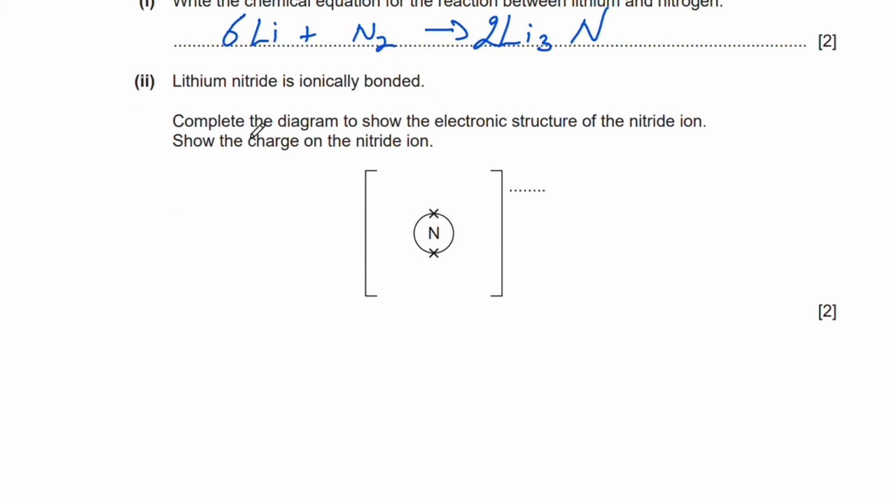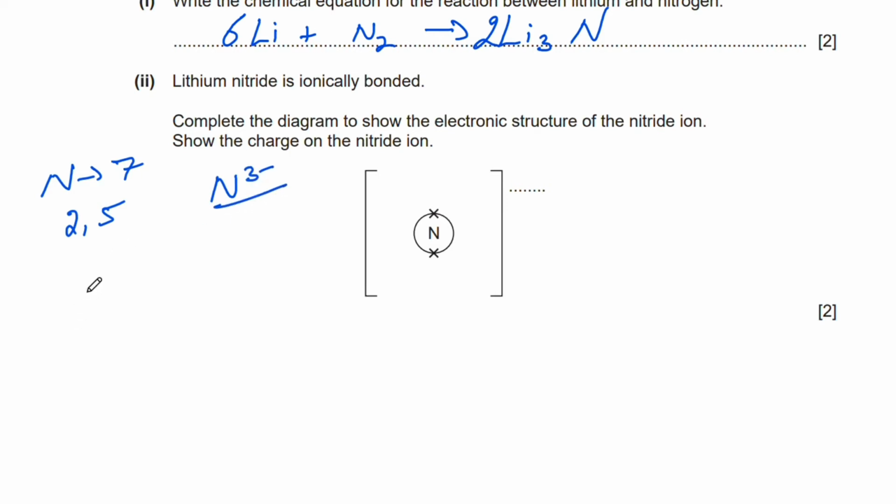Lithium nitride is ionically bonded. Complete the diagram to show the electron structure of the nitride ion. Show the charge on the nitride ion. We know that the charge on the nitride ion is 3-. So first of all, writing the electronic configuration of nitrogen, which is 2, 5. So it has 5 outermost electrons and it gains 3 electrons to form N3-.